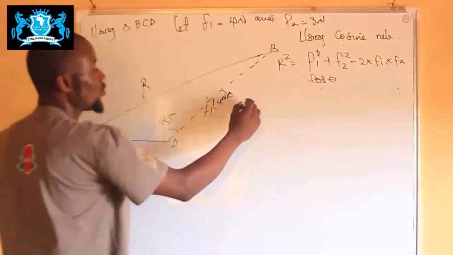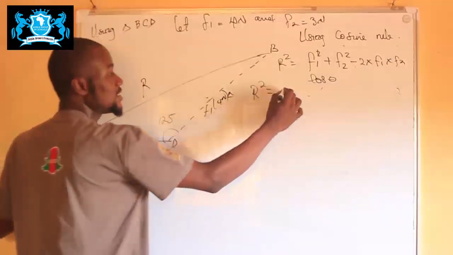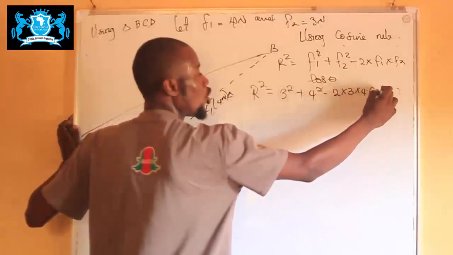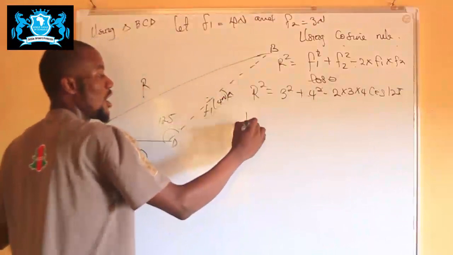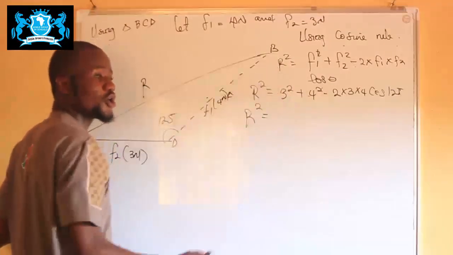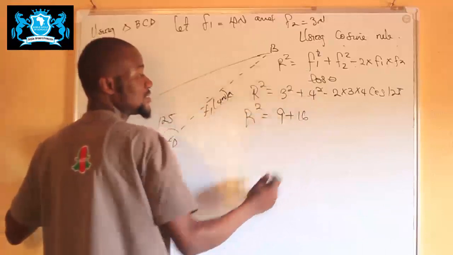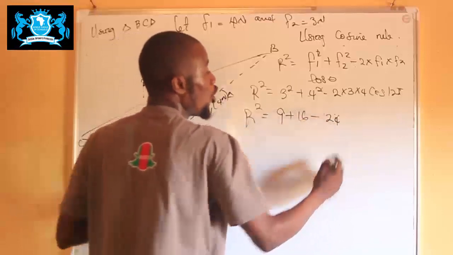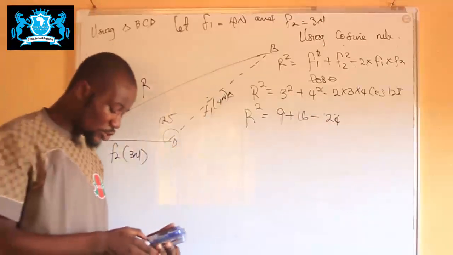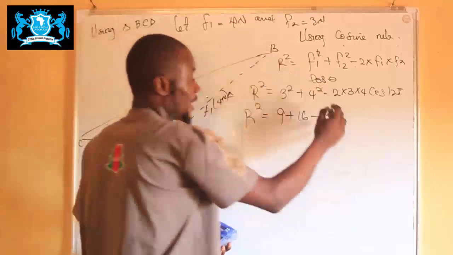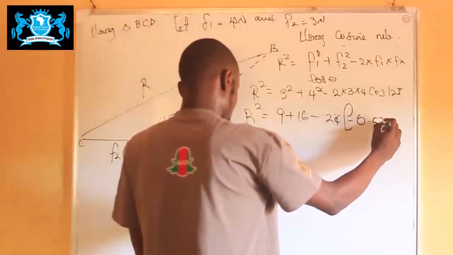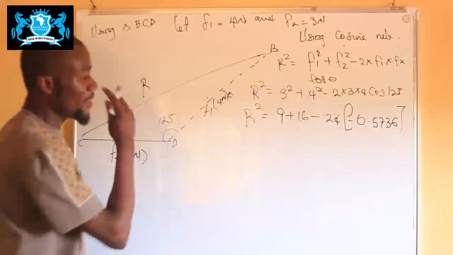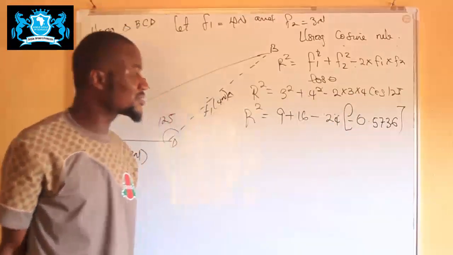Now r square is what we are looking for, which equals F1 is 3 square plus F2 is 4 square minus 2 times 3 times 4 cos 125. So r square is 3 raised to the power 2, which is 9, plus 4 raised to the power 2, which is 16, minus 2 times 3 times 4, which gives you 24, cos 125. In your calculator, cos 125 should be a negative value. We are having minus 0.5736. Now 2 times 3 times 4, that's how we got our 24.